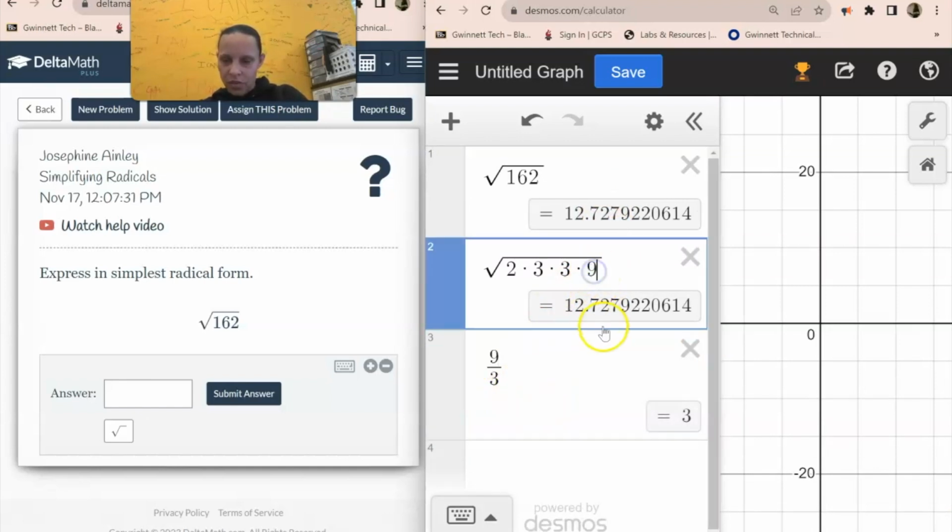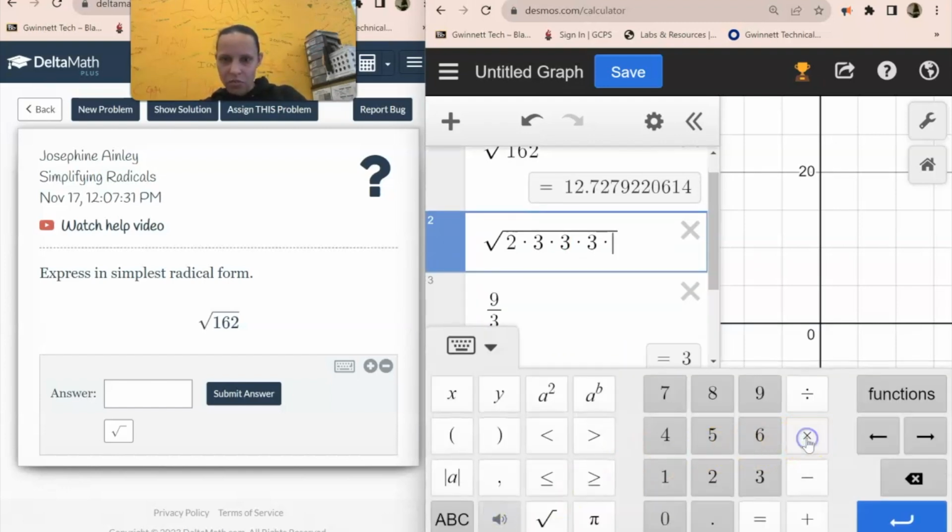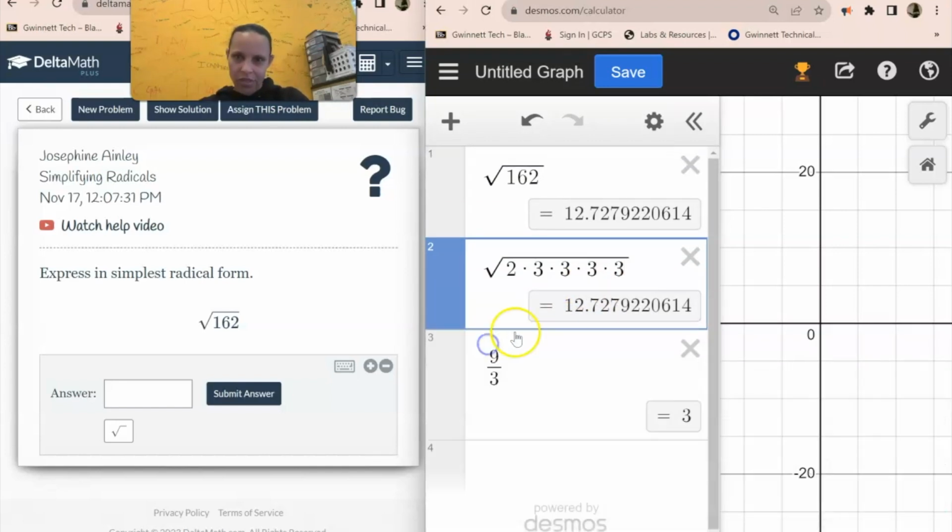3 and 3. Okay, so 9 becomes 3 and 3. And again, see how the numbers change? But when I put the next 3, we're back in business, right? So look, this is still matching, right? Now I'm going to take our books.